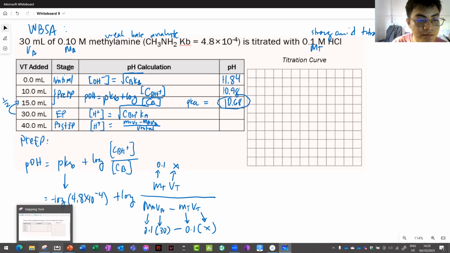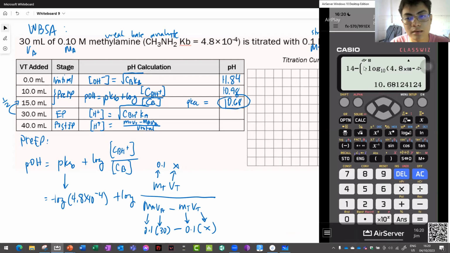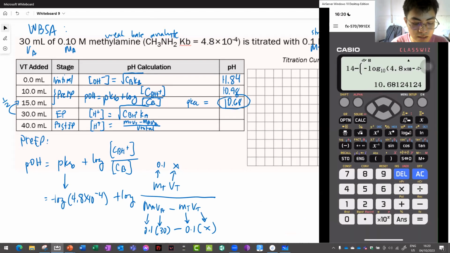So, sige, pakita ko paano kinukuha yung pKa. Okay? So, 10.68 yung nasolve natin ng pH, di ba? Kunin muna natin yung pKb. Ang pKb niya is this, no? 4.8 times 10 raised to negative 4. Ayan yung pKb. Para makuha yung pKa, i-minus mo lang yan sa 14. So, 10.68 nga, no? So, yun yung special region. At half the endpoint, pH is equals to pKa. Or pOH is equals to pKb. Okay? So, dun sila nag-i-equal.